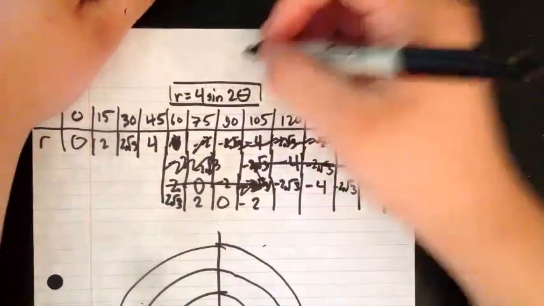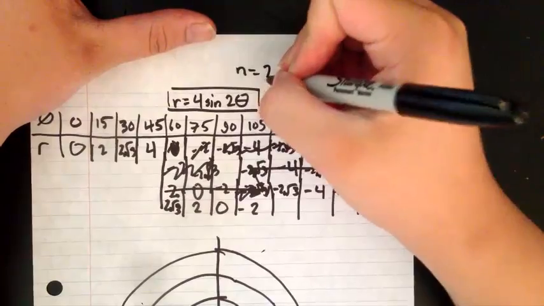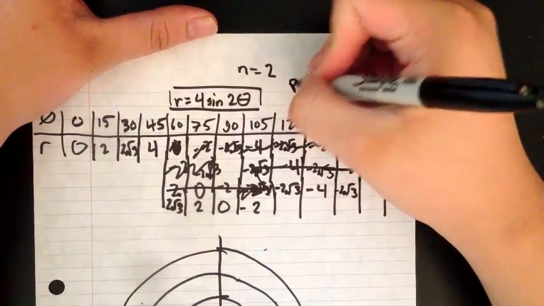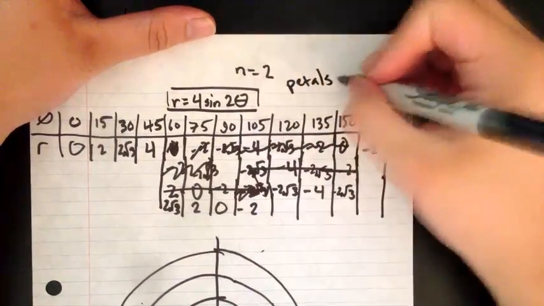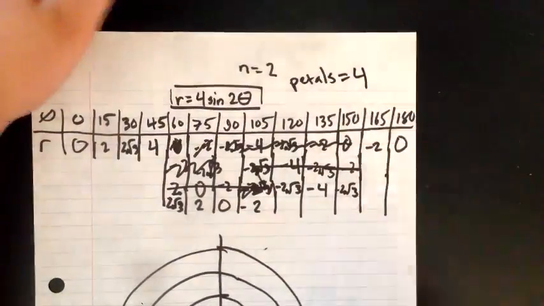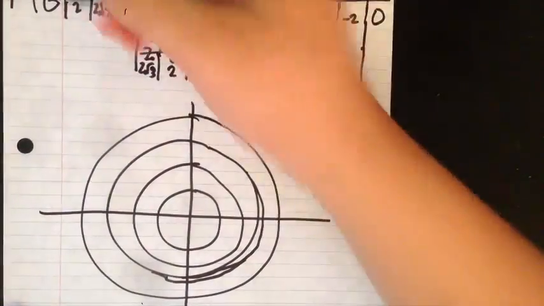But you've got to remember, n is equal to 2 over here. So the number of petals in the rose curve will double. So there'll be 4 petals right there. So let's graph. Alright, let's go.